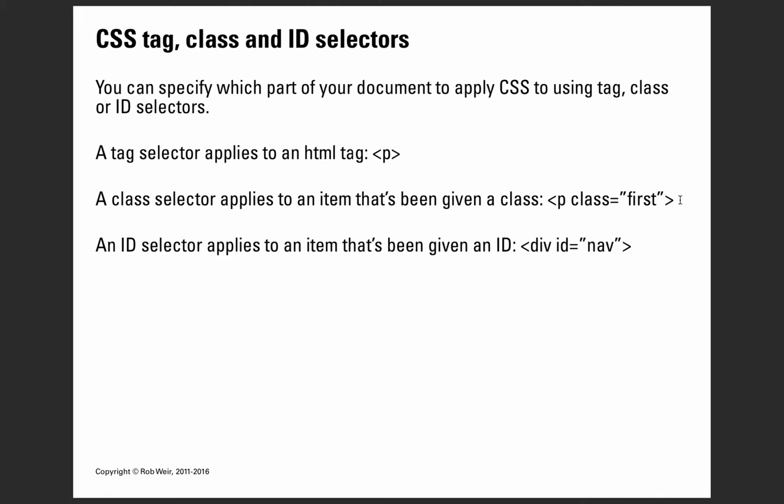And then finally, the ID selector applies to an item that's been given an ID. And so the same idea, you have an ID equals, and then you give it an attribute. And an ID attribute is meant to style one instance of an element. You shouldn't use multiple ID attributes on the same page. You can use discrete or different ID attributes, but you don't want to use the same ID attribute more than once because the whole point of an ID is that it applies to one person.